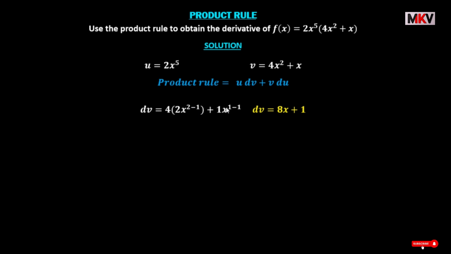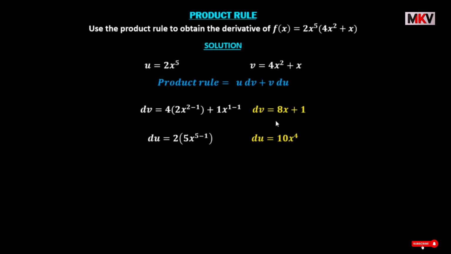After that, we do the same for x. The coefficient of x is 1, so we've written that. Then we brought the 1, which is the exponent, here as its coefficient now. Then we subtract 1 from it. Now, any number to the power 0 is 1. So 1 minus 1 gives us 0, and x to the power 0 is 1. Then you multiply 4 by 2 to get 8. Then 2 minus 1, which is 1. Therefore, the differential of v with respect to x is 8x plus 1. So dv is 8x plus 1.